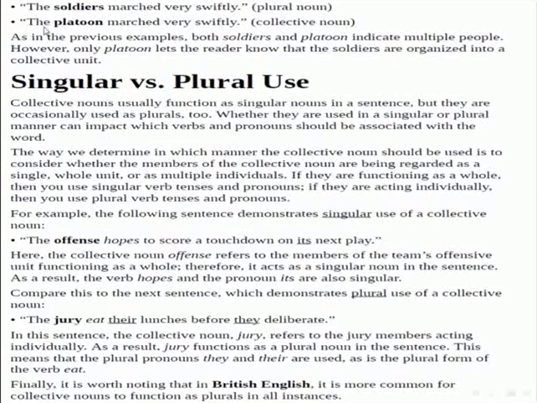Plural noun. But when we say the platoon marched very swiftly, it's a collective noun here. Platoon, we mean it contains members of soldiers, and they, let's say like a Katiba, are arranged in one group. It's called a platoon. As in the previous examples, both soldiers and platoon indicate multiple people. However, only platoon lets the reader know that the soldiers are organized into a collective unit.